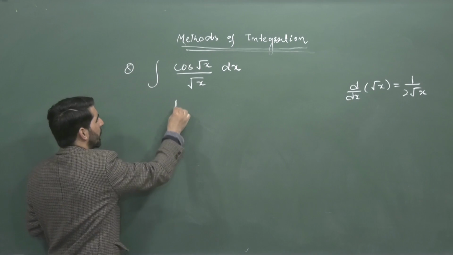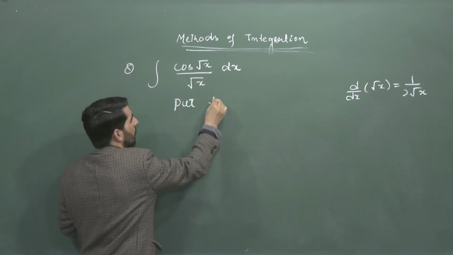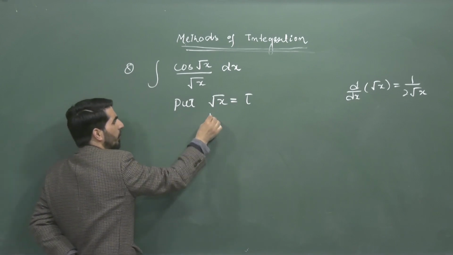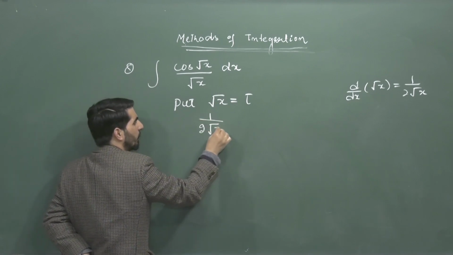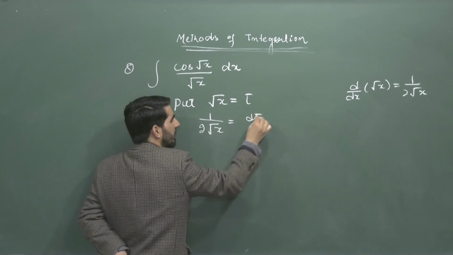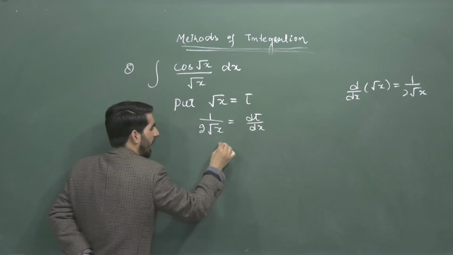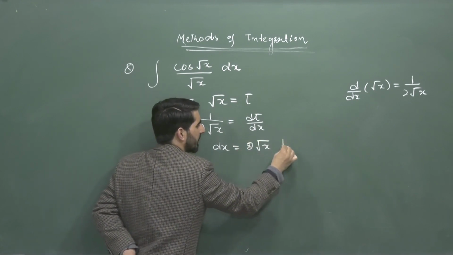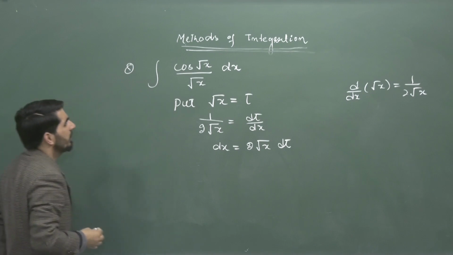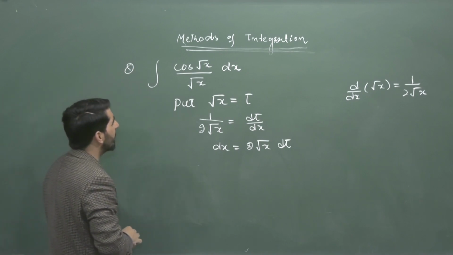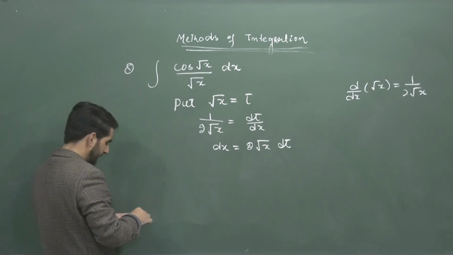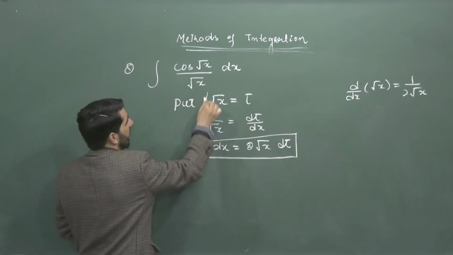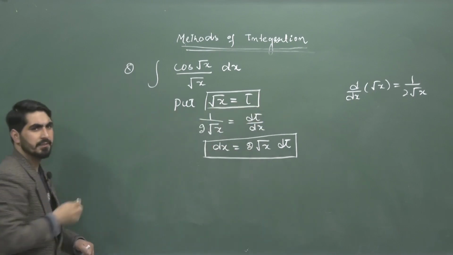Now, we will put here root x is equal to t. So, the differentiation of root x, which is 1 divided by 2 root x, is equal to dt divided by dx, and dx is equal to twice root of x into dt. Now, substituting these values in the original function, the value of dx and the value of root x.